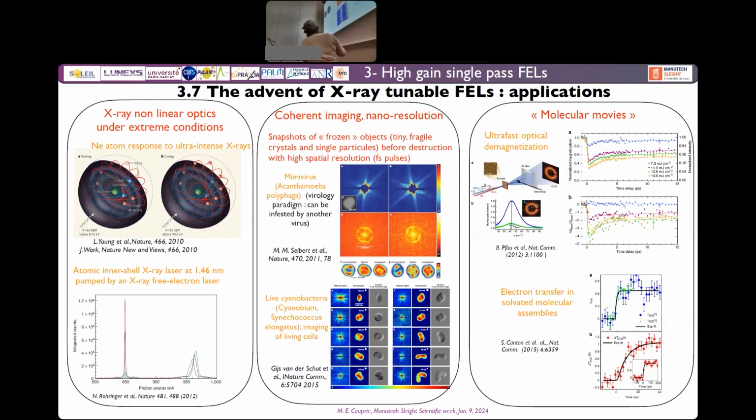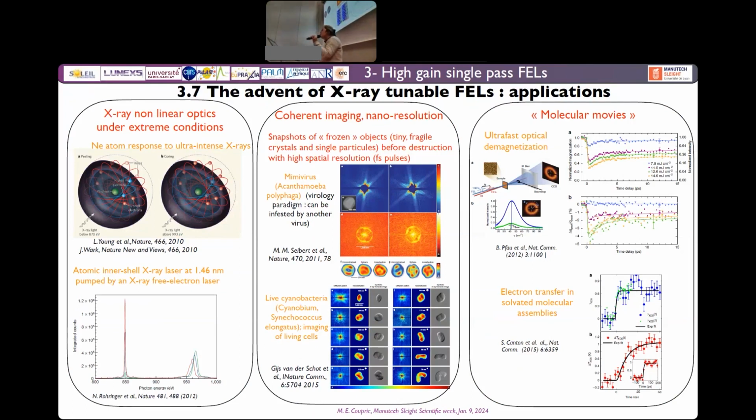So here is the study for mimivirus. Actually, it is a big virus. So this enables new information for virology, for instance. So here, imaging of living cells. So this is with the high rate FEL. So this type of application is now being taken over a bit also with upgrades of synchrotron light sources with smaller emittances. So some of this type of application can be done with other types of accelerator light sources.